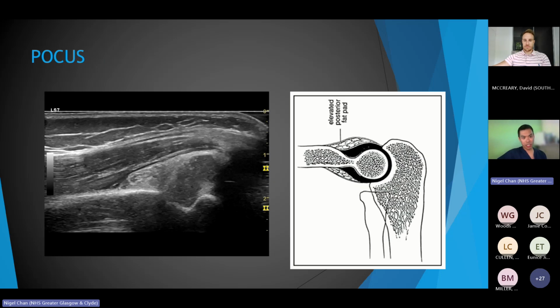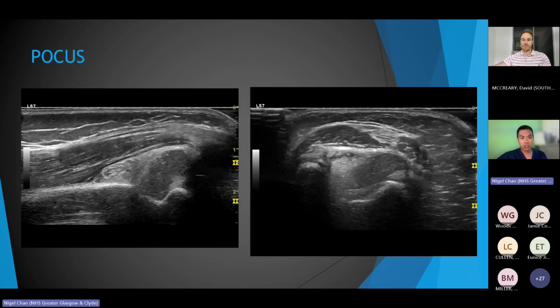So back to the case. This is the kid. As I said, normal or abnormal? Just have a look. Yeah, abnormal. You can see here the triceps muscle is pushed up, is bulging. This is the fat pad here, and this more dark hypoechoic area is the lipohemarthrosis pushing it up.